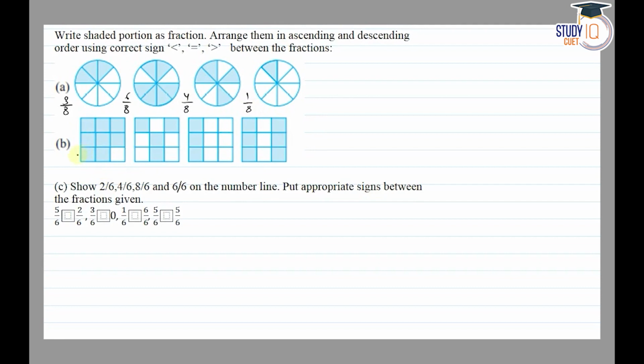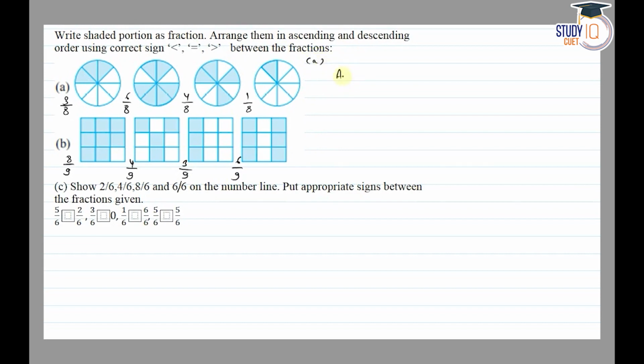And now the total is 9 parts, and 8 parts are shaded, so the fraction is 8 by 9. Here 4 parts are shaded, so the fraction is 4 by 9. Here 3 parts are shaded, so the fraction is 3 by 9. Here 6 parts are shaded, so the fraction is 6 by 9. Then arrange them in ascending and descending order.